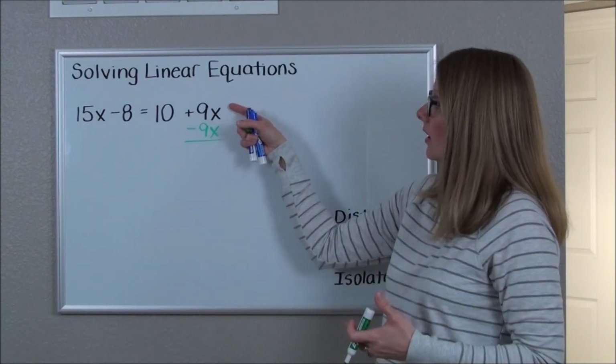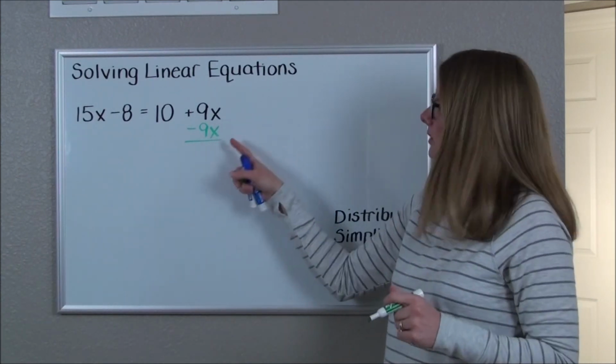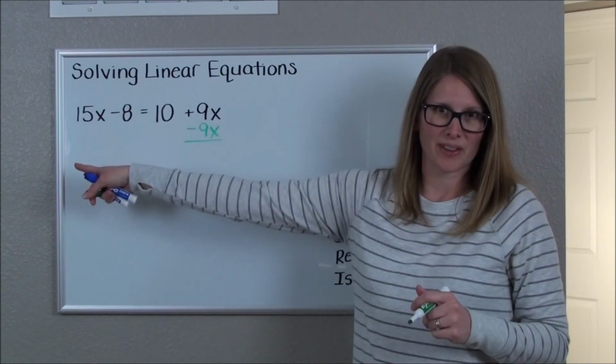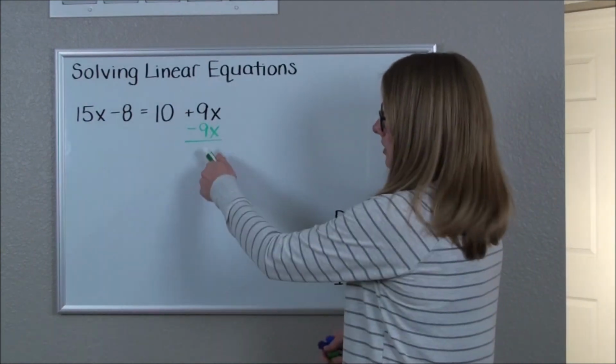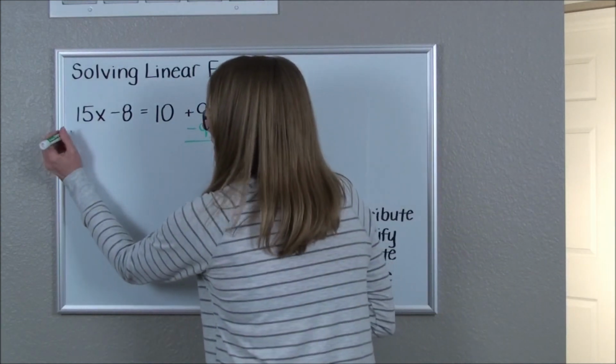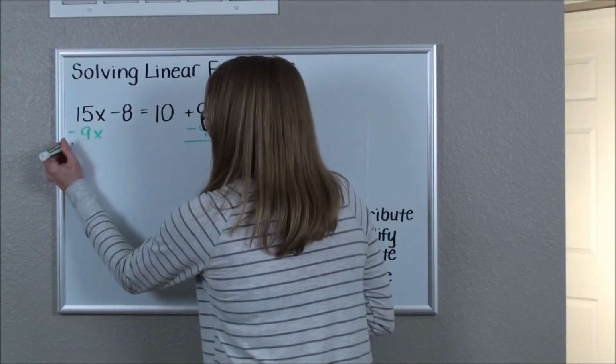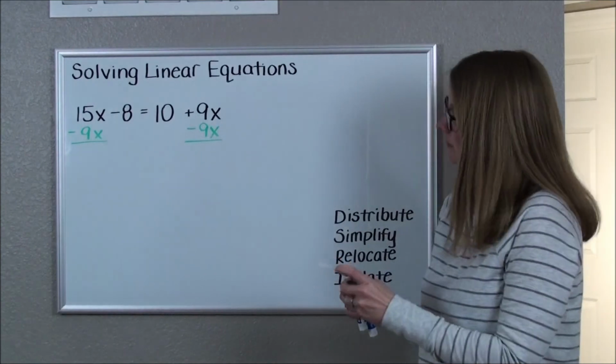It's no longer on the right side, but it's only legal to do this if I do the exact same thing on the other side. I have to maintain the balance of the equation. So if I'm subtracting 9x from the right, then I need to subtract 9x from the left as well.